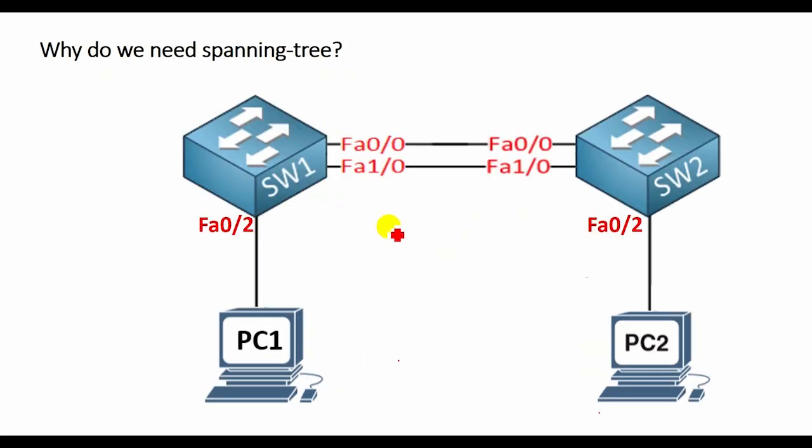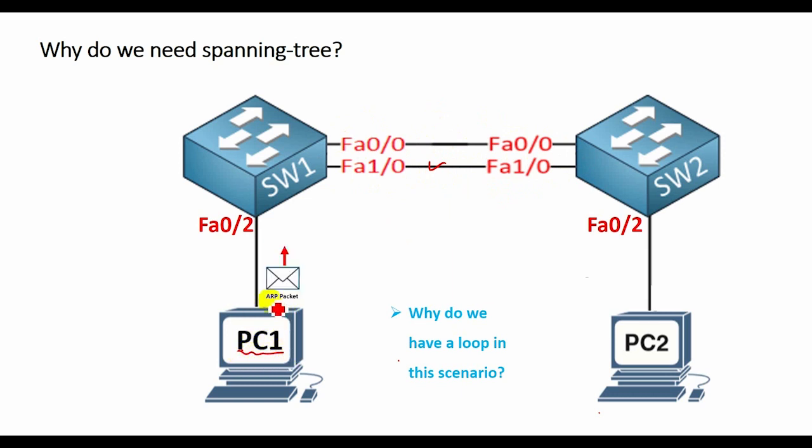To get rid of this single point of failure, we will add another cable. With the extra cable, we now have redundancy. Unfortunately for us, redundancy also brings loops. Why do we have a loop in this scenario? Let me describe it to you.